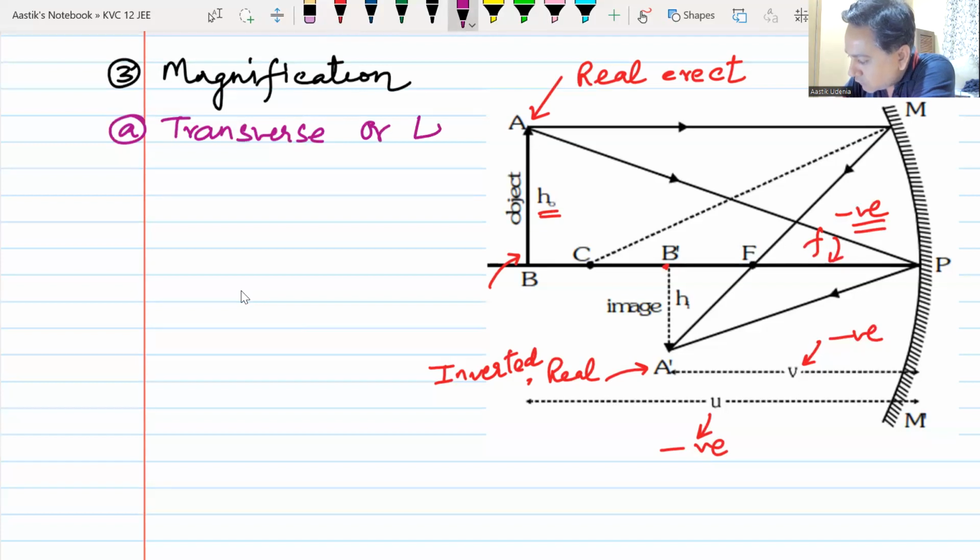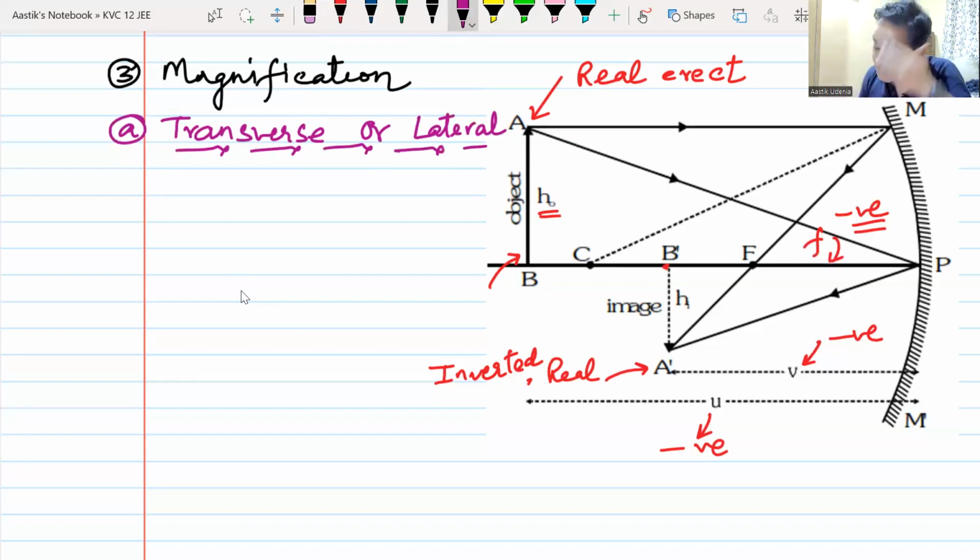Transverse or lateral magnification. Whenever someone uses the term magnification, he is basically asking about this type of magnification, the transverse or lateral magnification, denoted by the letter small m. And how is this defined? Now the question comes to you: what is the definition, my dear friends, of transverse or lateral magnification?